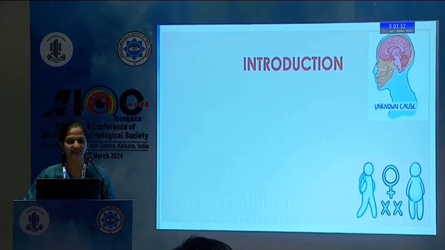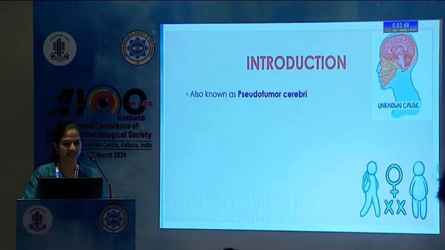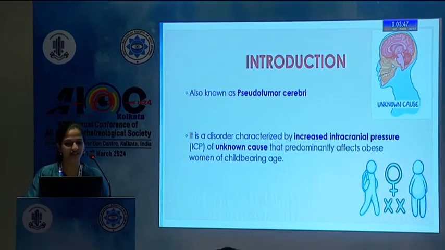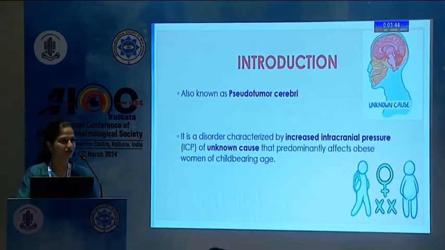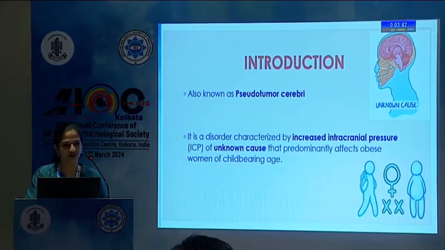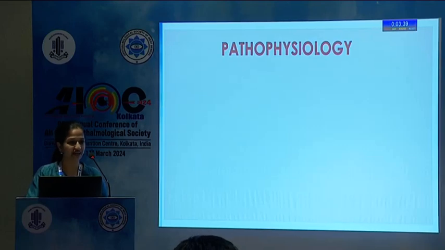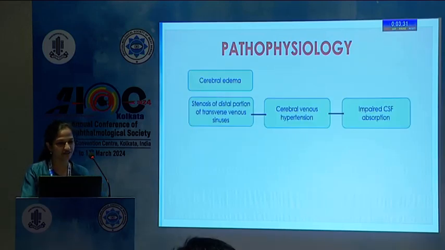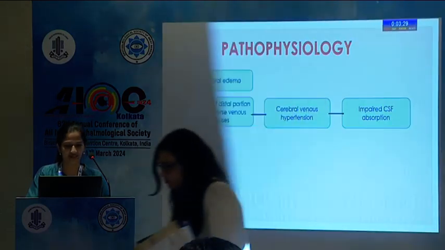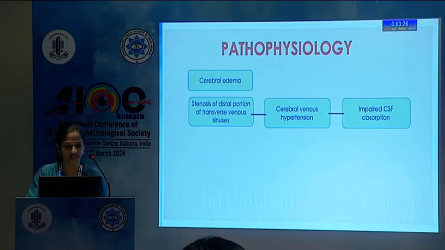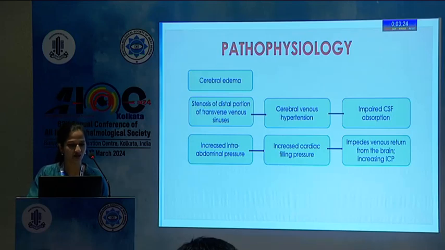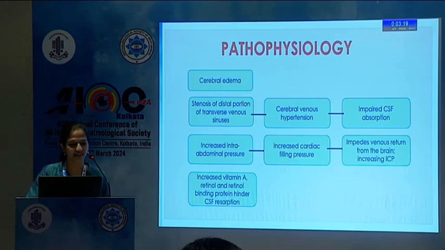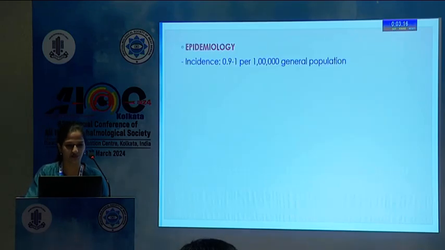So what is IIH? It's also known as pseudotumor cerebri, and it's a disorder characterized by increased intracranial pressure of unknown cause that predominantly affects obese women of reproductive age group. There are various pathophysiological mechanisms described, which are cerebral edema or stenosis of the distal portion of transverse venous sinuses, which causes cerebral venous hypertension, leading to impaired CSF absorption, increased intra-abdominal pressure, leading to increased cardiac pressure, which impedes venous return, and increased vitamin A, which hinders CSF resorption.